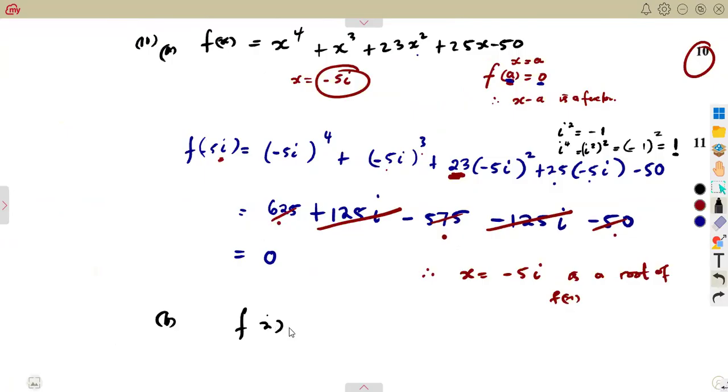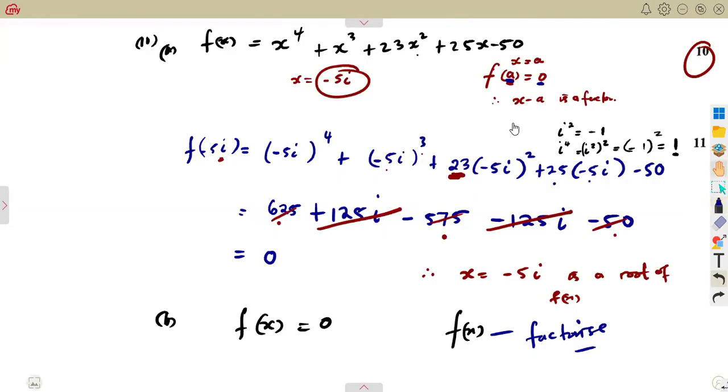Solve, that is, find the x values. You have to solve an equation. So to solve, you must be able to factorize your f of x. In this case, you have to try by all means to factorize f of x. All right.